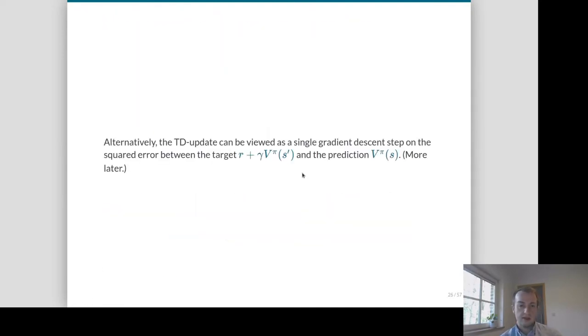So there are multiple ways to look at this TD update. One is to view the TD update as a single gradient descent step on the squared error between the target, which is R plus the discounted utility for the next state, and the prediction V for the starting state S. And this is something we'll reuse when we talk about Q-learning.